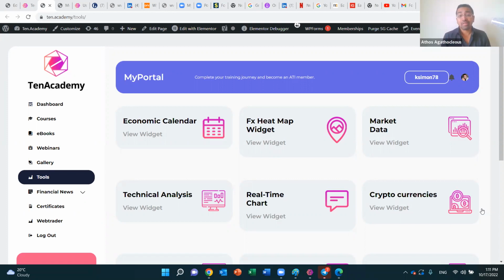the 10 Academy's dashboard. Now, as you can see, we have got courses, ebooks, webinars, and more. Most importantly are the tools in regards to analyzing and researching the market, especially trends, both fundamentally and also technically. We have got all these tools that would be great tools for you to start off with once you are ready to analyze and research the market.